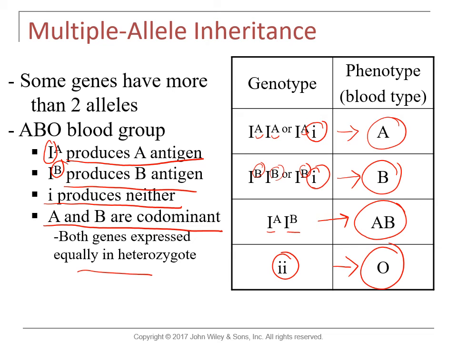Because an individual with type AB blood has characteristics of both type A and type B red blood cells expressed in the phenotype, alleles I^A and I^B are said to be codominant. In other words, both genes are expressed equally in the heterozygote. Depending on the parental blood types, different offspring may have blood types different from each other.